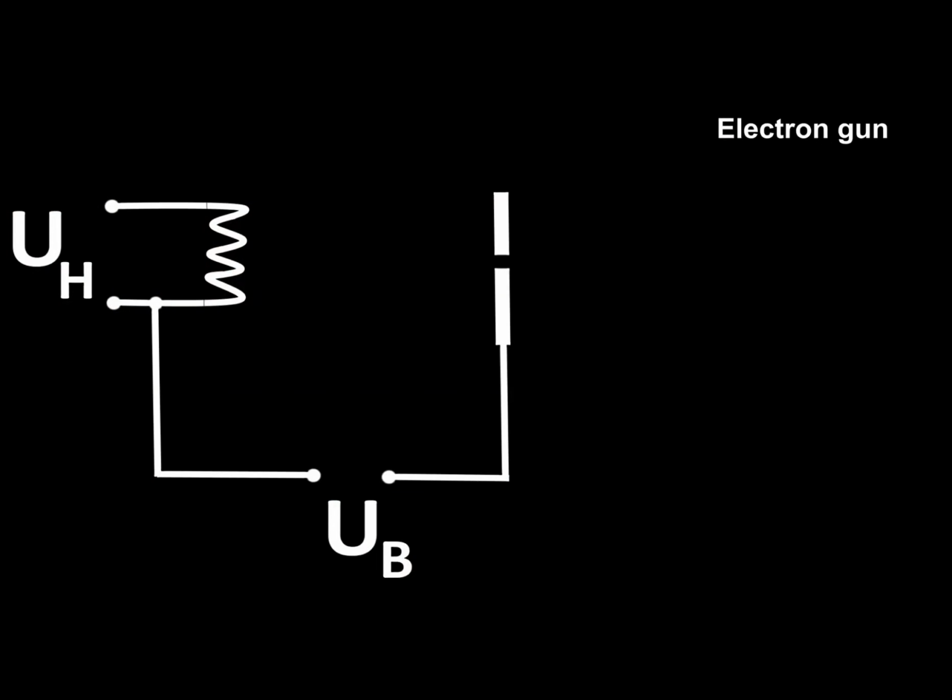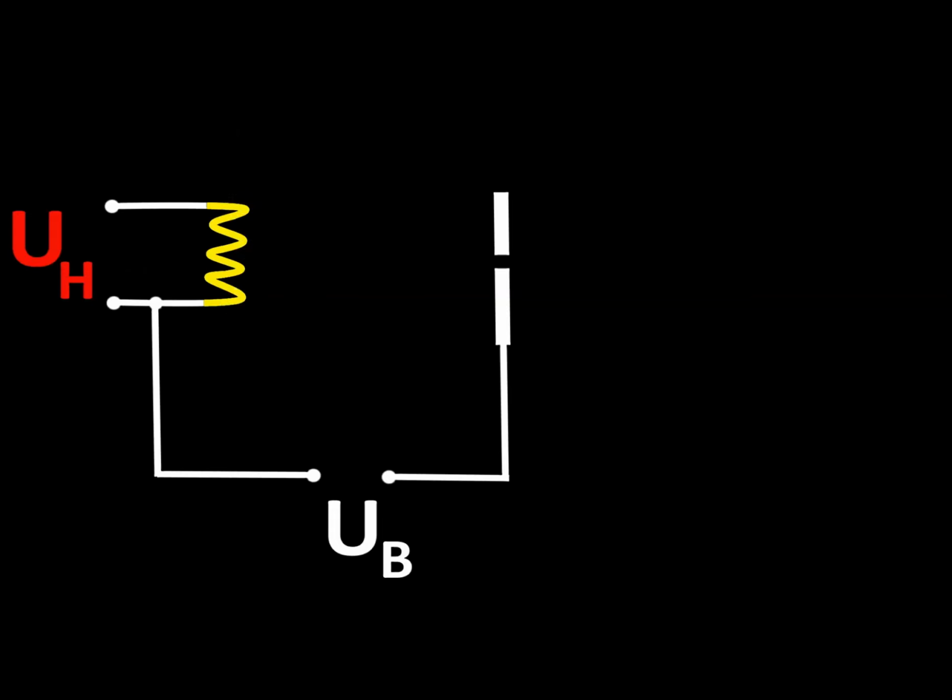A simplified drawing of the electron gun is shown here. In the upper left is a wire or spiral to which a voltage UH is applied. The resulting current causes the wire to heat up and it begins to glow. At the same time electrons are emitted. Due to the emission of electrons, the wire is called a hot cathode.